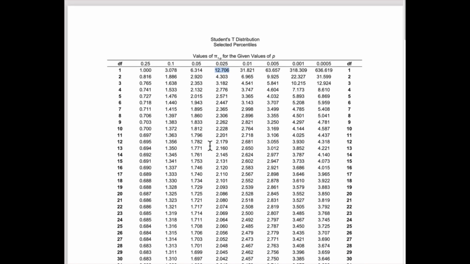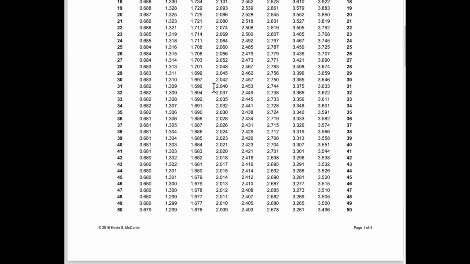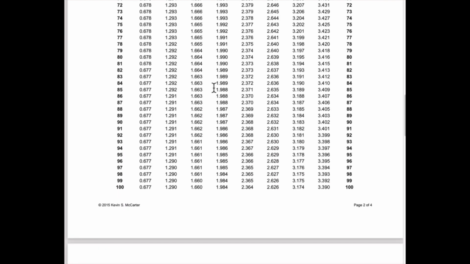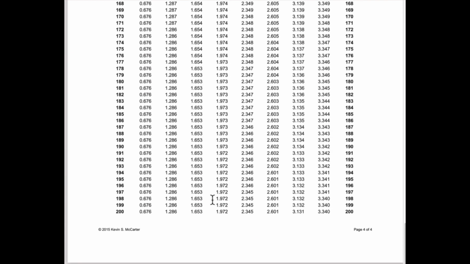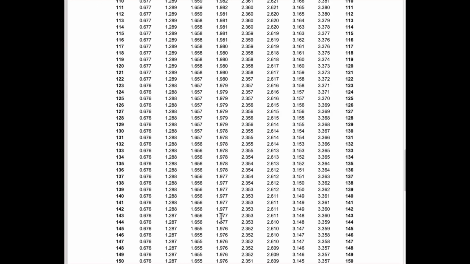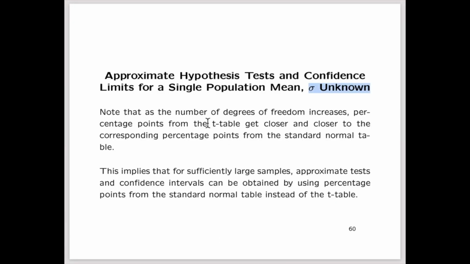Now just let me point out that the upper 2.5 percentage point of a standard normal distribution is 1.96. And we can see that as we increase the number of degrees of freedom, the upper 2.5 percentage point of the t distribution is approaching 1.96. With 200 degrees of freedom, it's 1.972. So this is the basis for what we're saying here, that as the number of degrees of freedom increases, the percentage points from the t-table get closer and closer to the corresponding percentage points from the standard normal table.